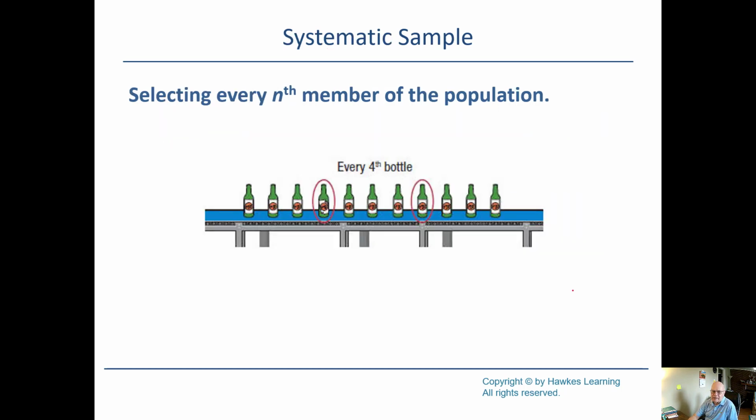Now we get to the easy one, systematic sample. Select every nth member of the population. So in this case, we're going to sample some bottles of soda off the assembly line. We pick every 4th bottle. That'll be our systematic sample. It can be every 4th one, could be every 100th, or whatever we choose.